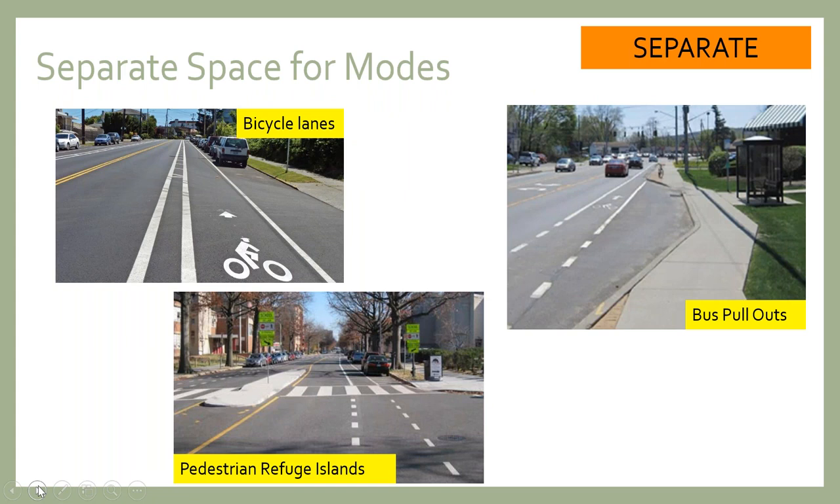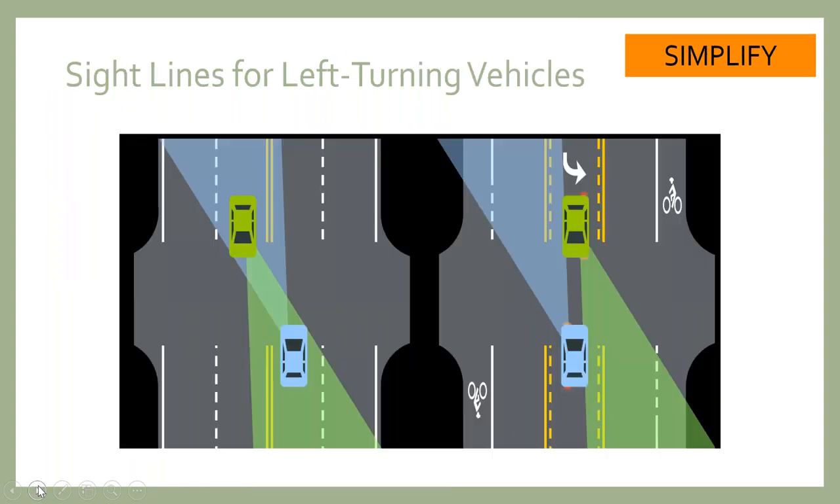And it's also an opportunity to separate based upon user modes. So maybe providing bicycle lanes that weren't previously there, or implementing a center two-way left turn lane can give us opportunities for a pedestrian refuge island. A pedestrian could cross now just one direction at a time, one lane at a time. And perhaps also provide accommodations for better transit service with transit pullout areas. So separation is the separate part of the safety benefits of road diets.